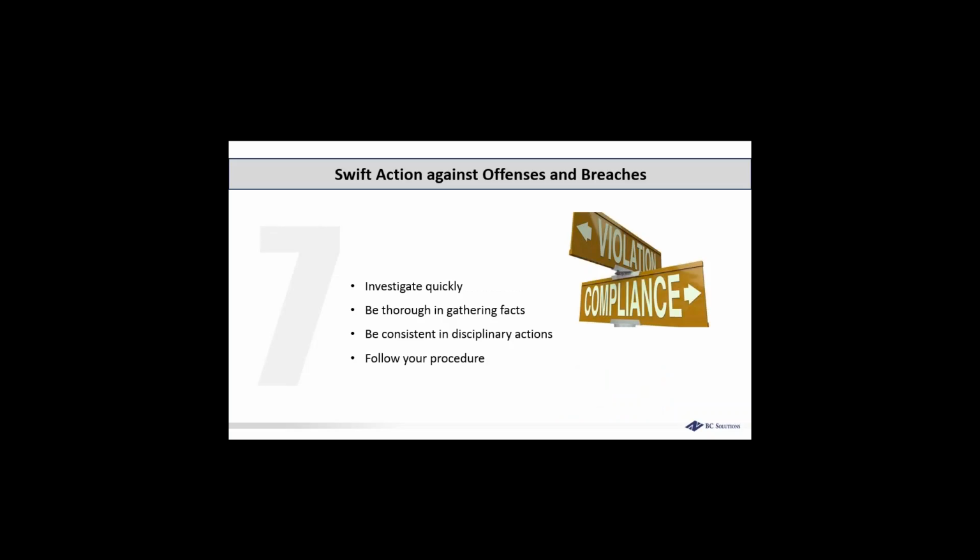Step 7. Swift action against offenses and breaches. The last step deals with what happens when a problem does occur. Failure to comply with federal or state laws and other violations of a lab compliance program should be handled with utmost seriousness. Once you're aware of a misconduct, fraud, or data breach, it is necessary to act quickly in order to protect the mission, reputation, and the legal status of the laboratory, as well as, and most importantly, for patient safety. Begin your investigation into the cause quickly and be as thorough as possible.